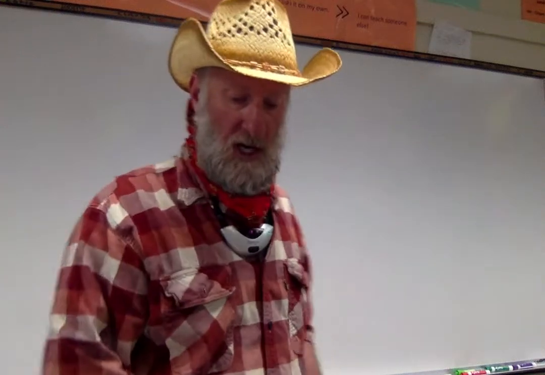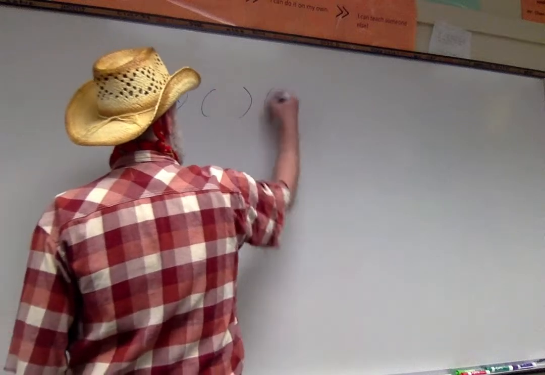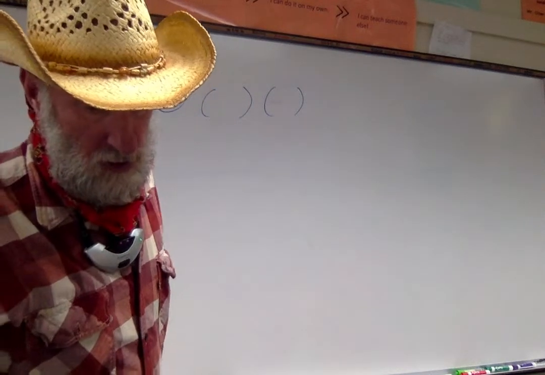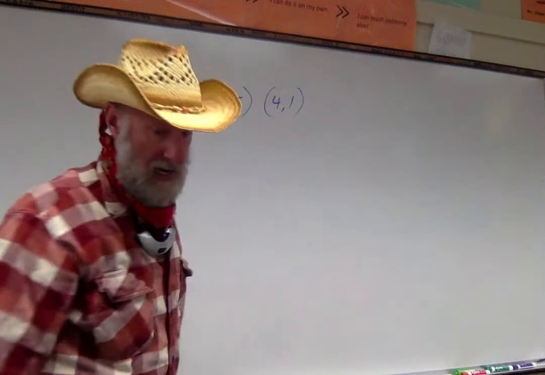Next up, number 11. Find the distance between 2 points on the coordinate plane. The answer to number 11 was 10 units, partner, 10 units. Let me demonstrate number 12 for you. Number 12 had 2 points. Our points were (0, -5) and (4, 1), I do believe.